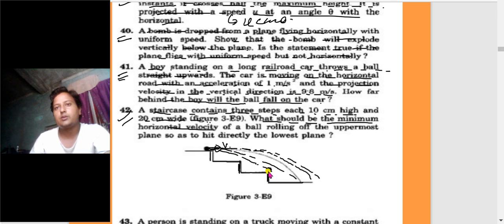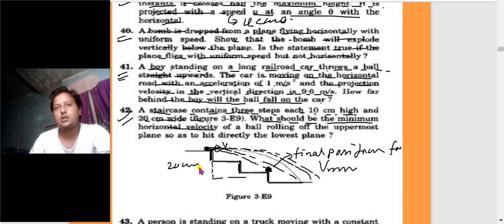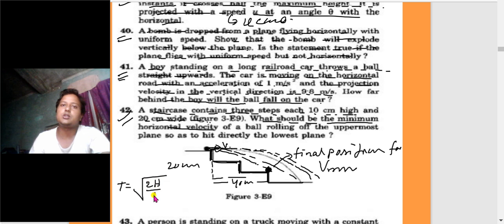So for v minimum, this is the final position. Here the vertical displacement is 10 plus 10, 20 centimeter, and the horizontal distance is 20 plus 20, 40 centimeter. Time of flight we can calculate as under root 2h over g, and the range R is v into t.